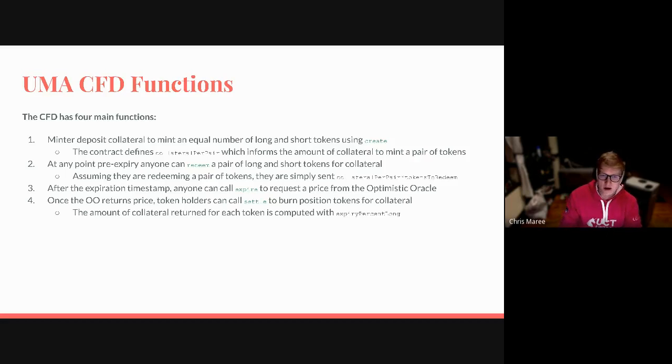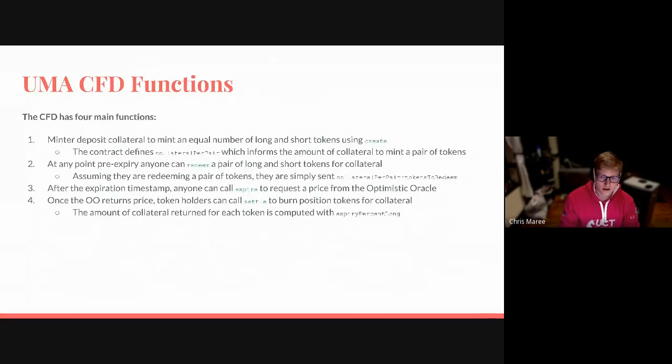After the expiry timestamp, just like with the EMP, there is an expire method that can be called that requests a price from the optimistic oracle. At that point in time, the optimistic oracle will have a price included in it, and then anyone can propose the price. How we do bonding and rewarding in the optimistic oracle is still a bit of an open question, but the current pattern is that the deployer will pay for the reward that goes to the optimistic oracle. And then once the optimistic oracle has returned, token holders can call settle.